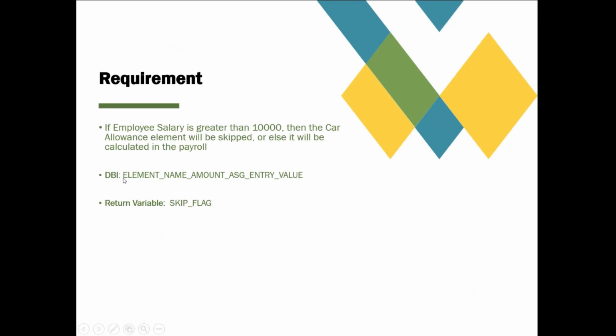And here we have created another element, which is gross salary. We are taking the amount input value from there, and we are using the element skip formula type, and it will only return a variable which is skip flag. And the return variable values can be Y or N, which stands for yes and no.